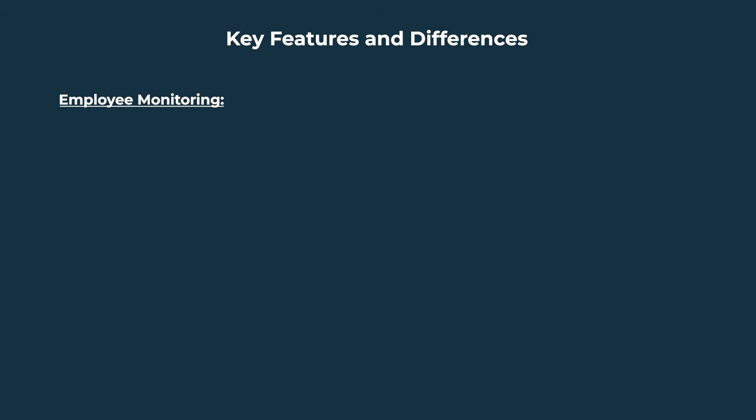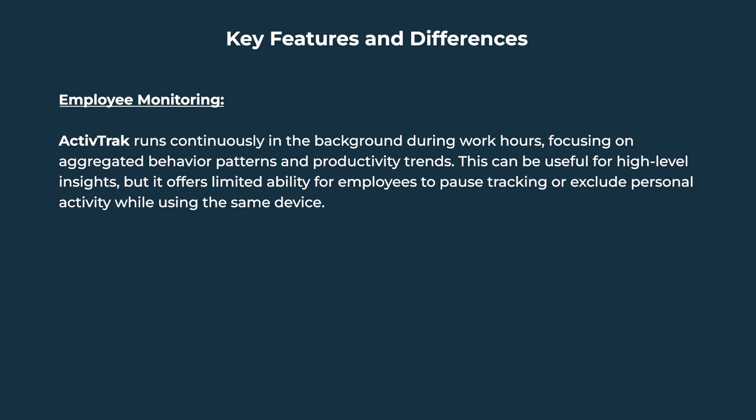Employee monitoring. Both tools offer activity monitoring, but their styles are different. ActivTrak runs continuously in the background during work hours, focusing on aggregated behavior patterns and productivity trends. This can be useful for high-level insights, but it offers limited ability for employees to pause tracking or exclude personal activity while using the same device.